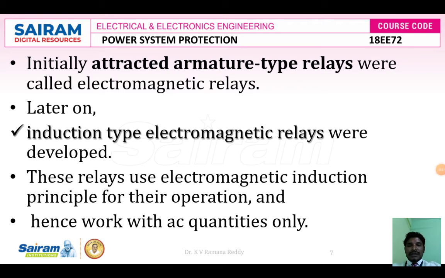Initially, attracted armature type relays were called electromagnetic relays. Later on, induction type electromagnetic relays were developed. These relays use the electromagnetic induction principle for their operation, hence work with AC quantities only, because the electromagnetic induction principle works only with AC power supply.